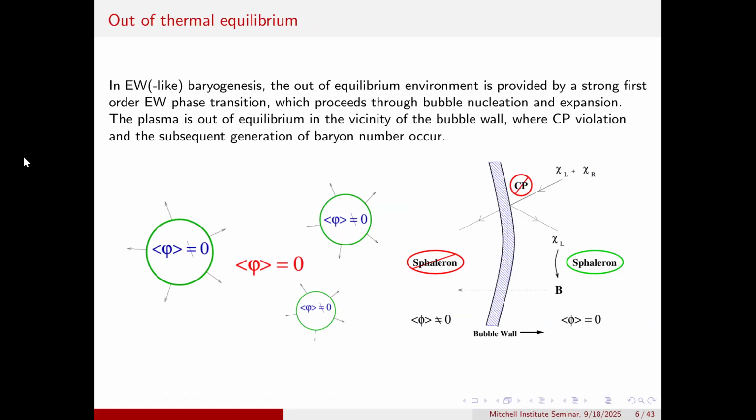So what is a first order phase transition? This is a schematic plot of that. We have phi equal to 0 as the false vacuum, and phi not equal to 0 as the true vacuum. We have bubbles of the true vacuum forming out of the false vacuum, and they expand and eventually turn the whole universe into the true vacuum. This is how a first order phase transition happens in the universe.